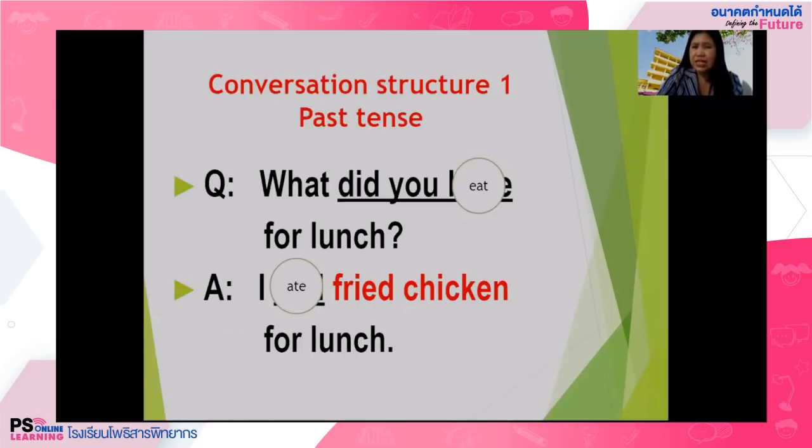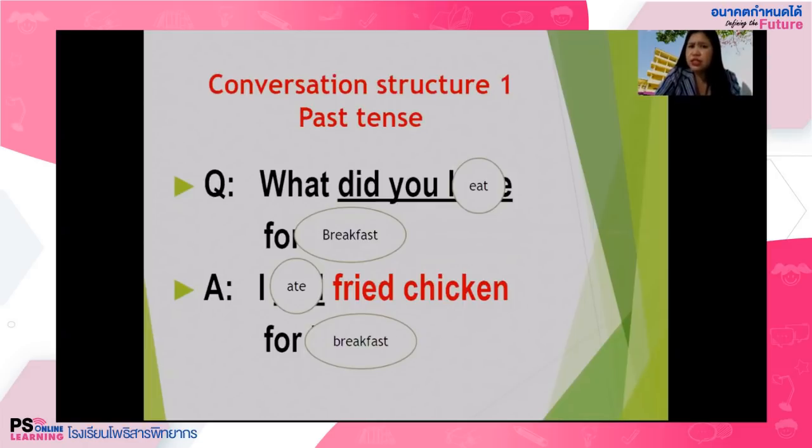So the question is, what did you eat for lunch? The answer is, I ate fried chicken for lunch. You can actually change lunch for breakfast too, or dinner. That's okay. What did you eat for breakfast? I ate fried chicken for breakfast. You can also change it into dinner. What did you eat for dinner? I ate fried chicken for dinner. Okay, so that is our conversation structure number 1 for past tense.